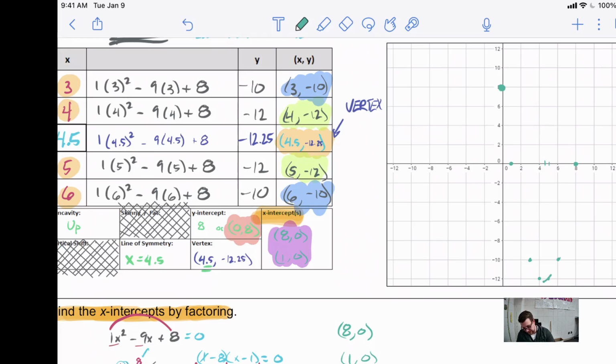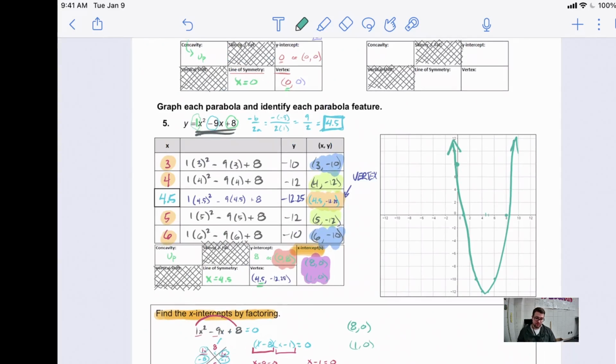So let's just connect the dots now. Got pretty close to that one. Try to hit your dots better than I did. Let's try that one more time. We'll call that good enough for now, but that is our parabola, right?